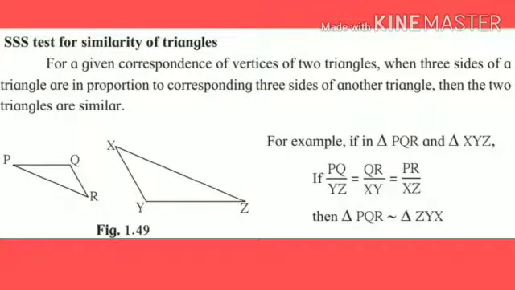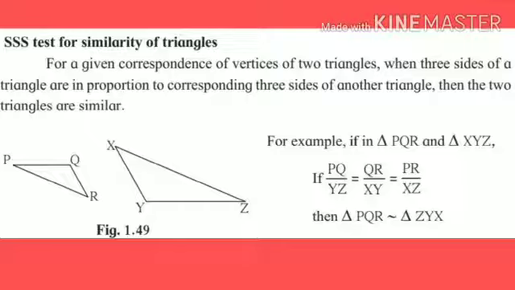Now the third one is the SSS test, that means side test. In this, if all three corresponding sides are in proportion, that means the ratios of all three corresponding sides are equal, then the two triangles are similar by the SSS test, that means side test.